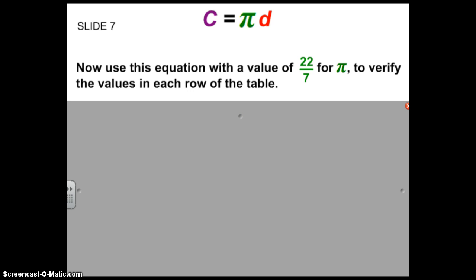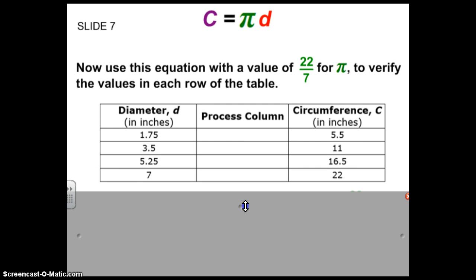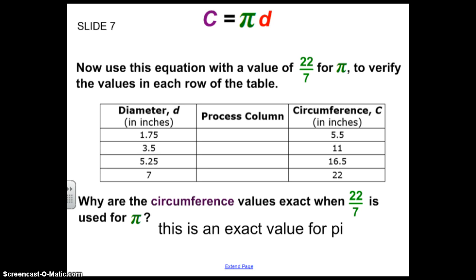If we decide to use 22/7 for pi to verify the values, you could take in your calculator 1.75 times, put in parentheses 22 divided by 7, and close your parentheses. And what do you notice about each of the answers you get for circumference based on the diameter? We get the exact answers. We get the exact answers when we use 22/7 because 22/7 is the exact value for pi.